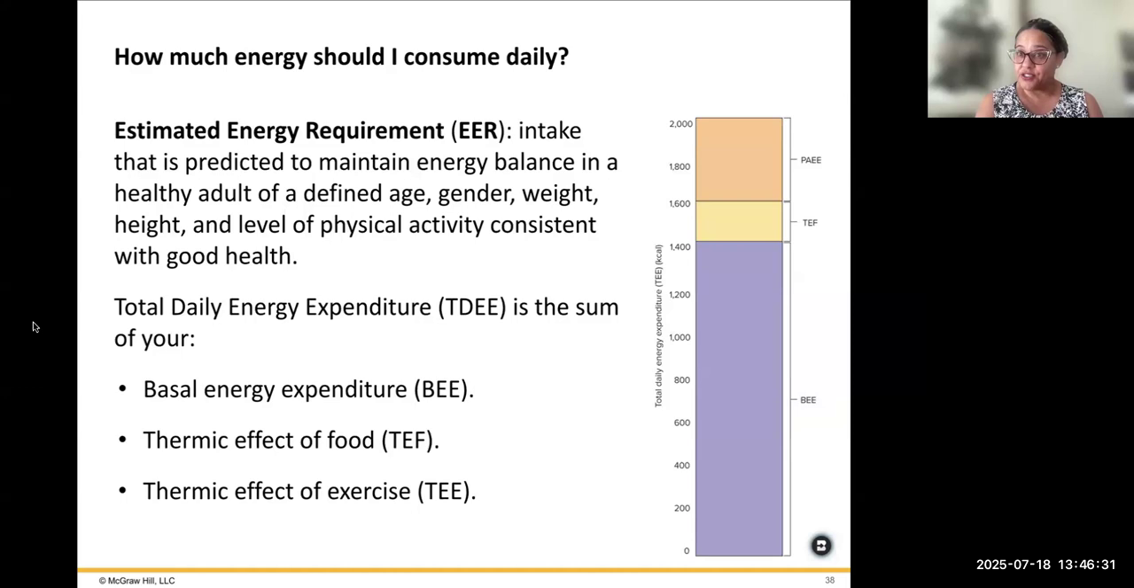How much energy should I consume daily? The estimated energy requirement is the intake that is predicted to maintain energy balance in a healthy adult of defined age, gender, weight, height, and level of physical activity consistent with good health. The total daily energy expenditure is the sum of your basal energy expenditure, your thermic effect of food, and then the thermic effect of exercise.